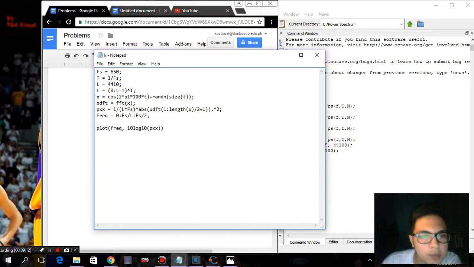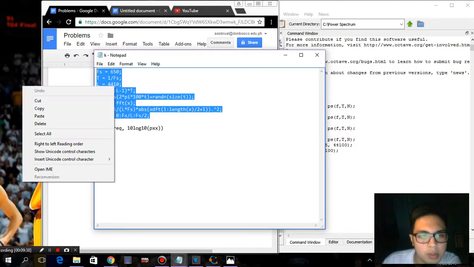This is the sampling frequency, this is the sample time, the length, the time vector in steps of 1 millisecond, and this would be the signal. And of course we're about to get the fast Fourier transform of the signal. This one is to estimate the power spectrum of the given signal, and of course the corresponding frequency.